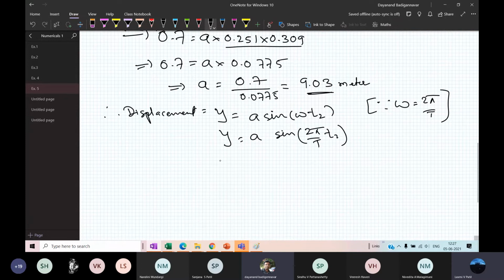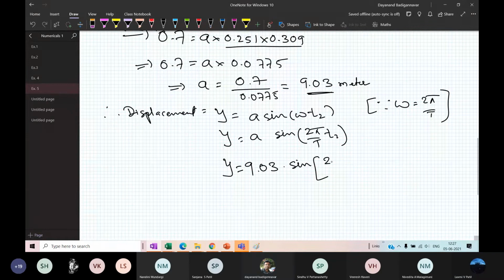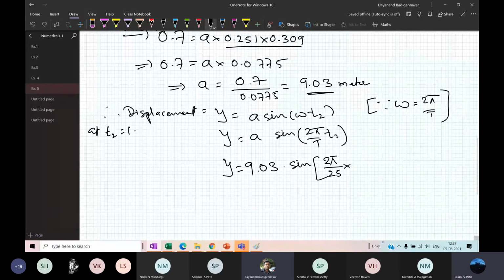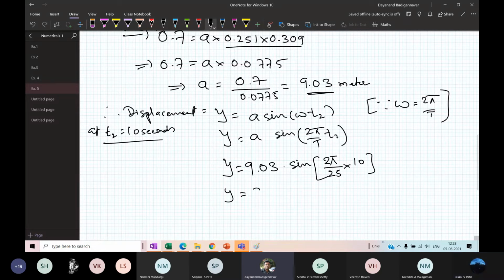So y equal to A, you have calculated as 9.03, into sine of 2 into pi divided by T. T is how much? 25 seconds. And T2 is here. Displacement at T2, I have to mention 10 seconds. So therefore 10 here. And you get y equal to 9.03 into sine of this value.